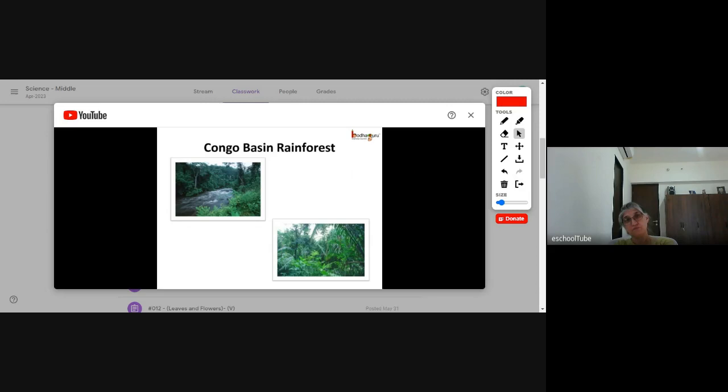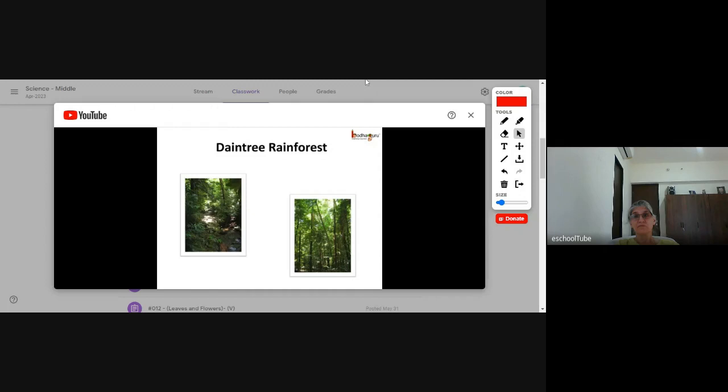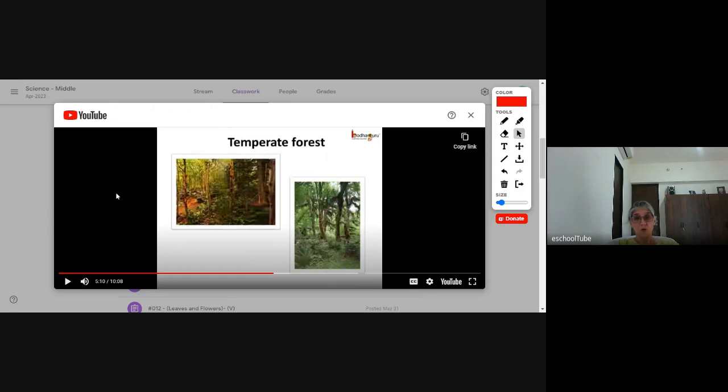The vast forest of the Congo Basin is the second largest tropical rainforest on the earth, and it is in the heart of Africa. Another rainforest is the Daintree rainforest. It is the largest continuous area of tropical rainforest on the Australian continent. Okay, we'll just do the tropical forest today, but first give me the examples. Then temperate forests we'll do next time.